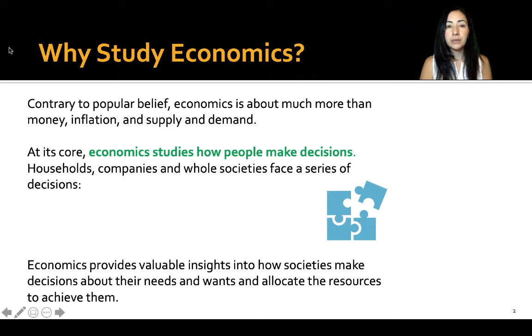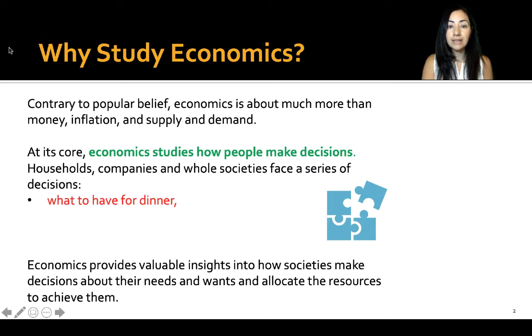The first question that we ask is, why do we study economics? Contrary to popular belief, economics is much more than money, inflation, and supply and demand. At its core, economics studies how people make decisions. Households, companies, whole societies face a series of decisions, and none are really too small.